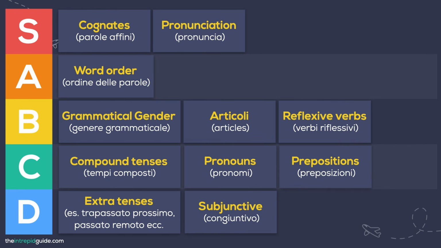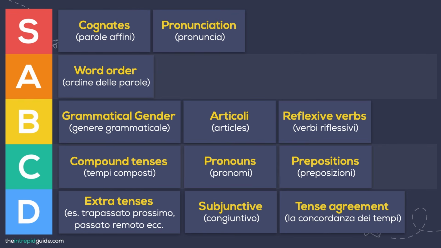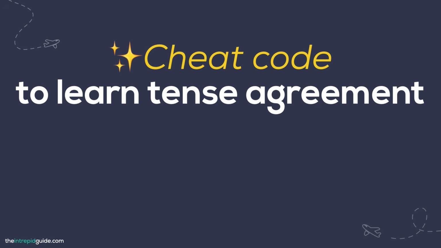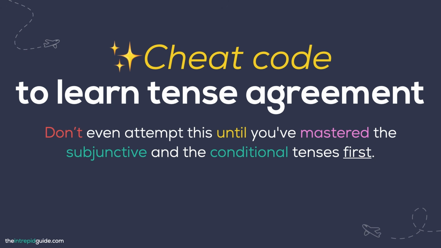Now multiply this across every tense and every type of sentence, including wishes, hypotheticals, statements, and questions. It becomes very complicated. So where does tense agreement rank? Well, it goes in the D tier for difficult because it requires a lot of mental grammar gymnastics. Now here's my best cheat code to learn la concordanza dei tempi. First, don't even attempt this until you've mastered the subjunctive and the conditional tenses first. Trying to learn them together is overwhelming.